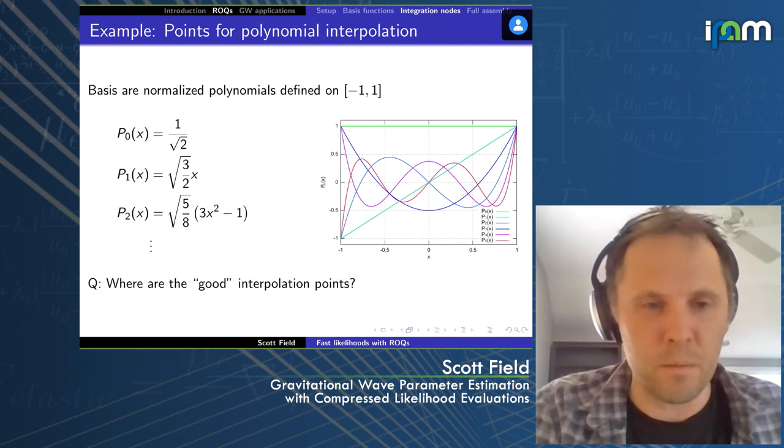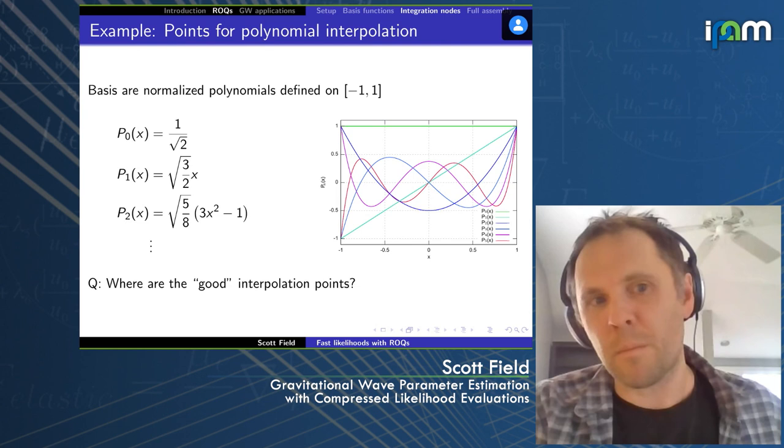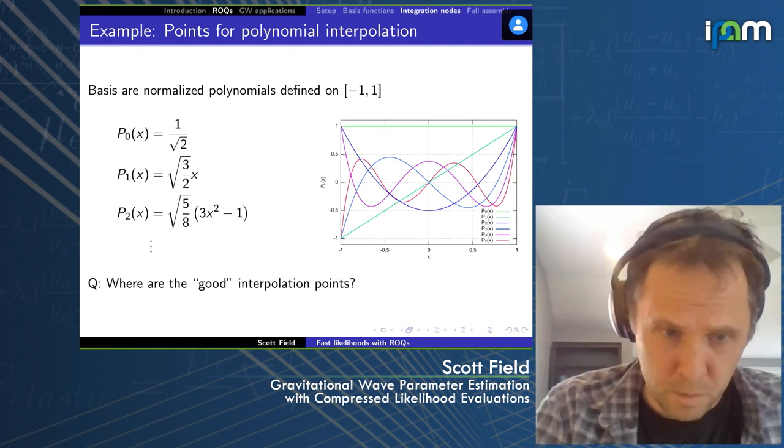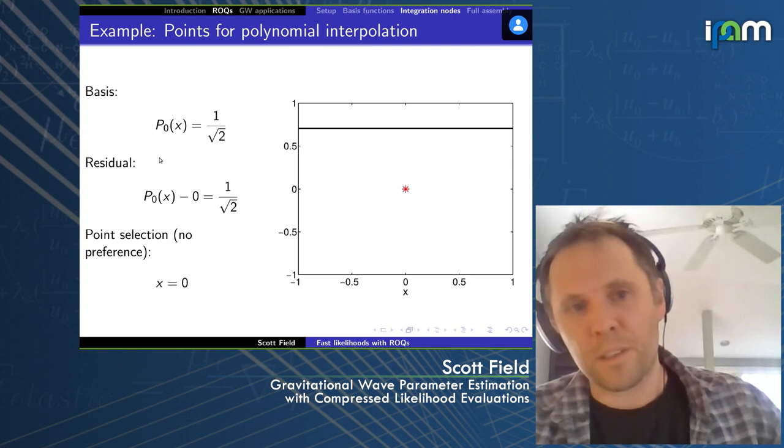So our basis functions, we're free to choose them. Let's choose them to be just the Legendre polynomials on -1 to 1. The first six of them are shown here in this figure. So what points do we get, and how is the algorithm picking points for us with these basis functions? It's iterative, so it starts at the very first basis function. The first basis function is just a constant 1/√2. It's given by this black line here.